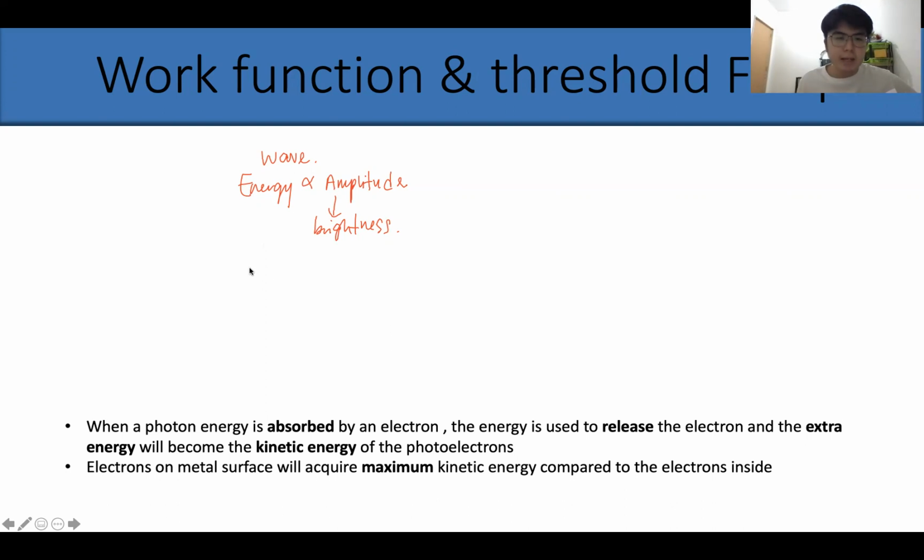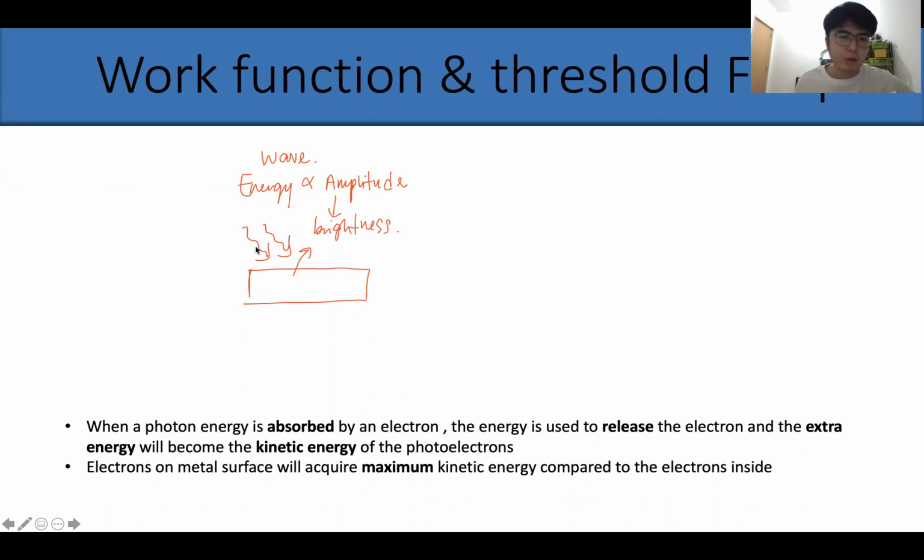But then they found out that when you shine light on the metal, by right, if I keep on increasing the brightness, at some point the electron will pop out, because enough energy is given to the electron that it can escape from the metal. So according to the wave theory, if I just keep on increasing the brightness, at some point I will be able to emit the electron, right? But it turned out that this is not the case.